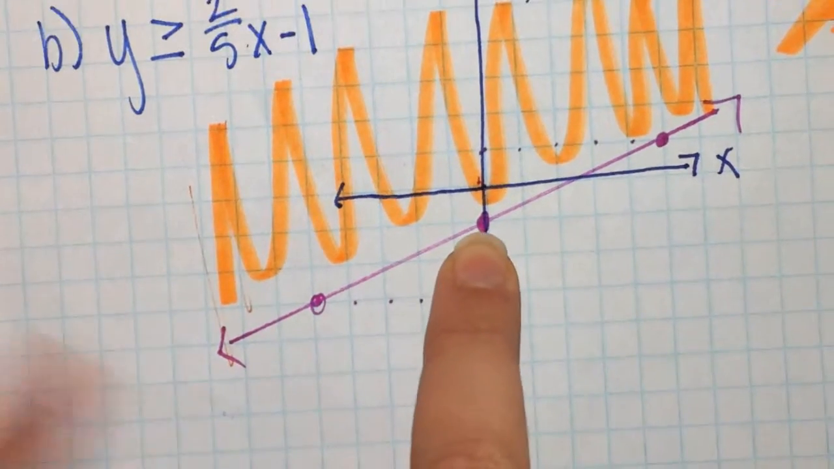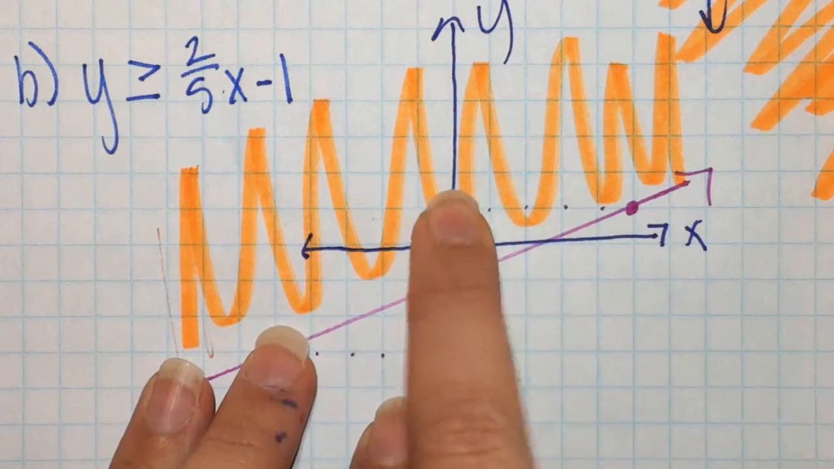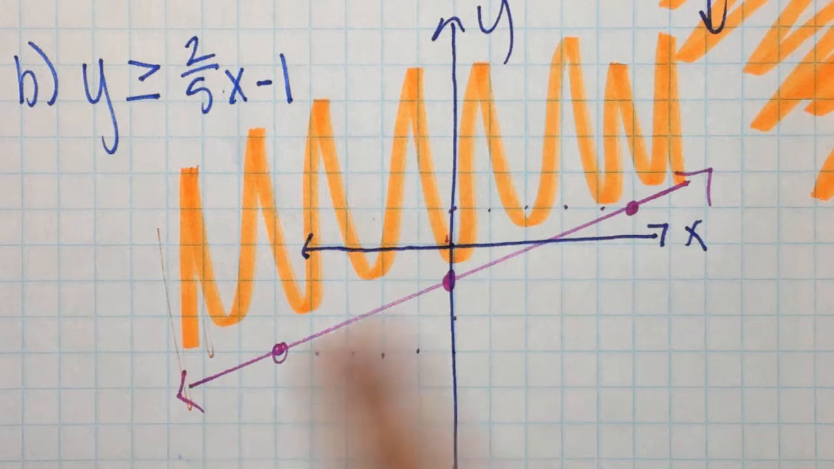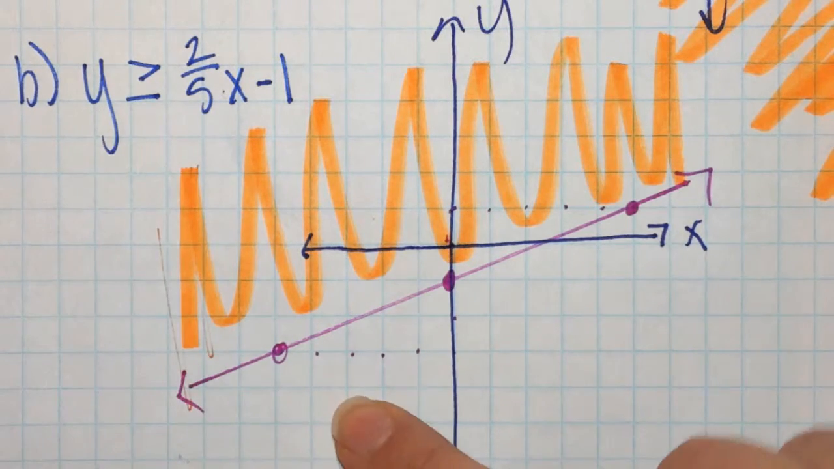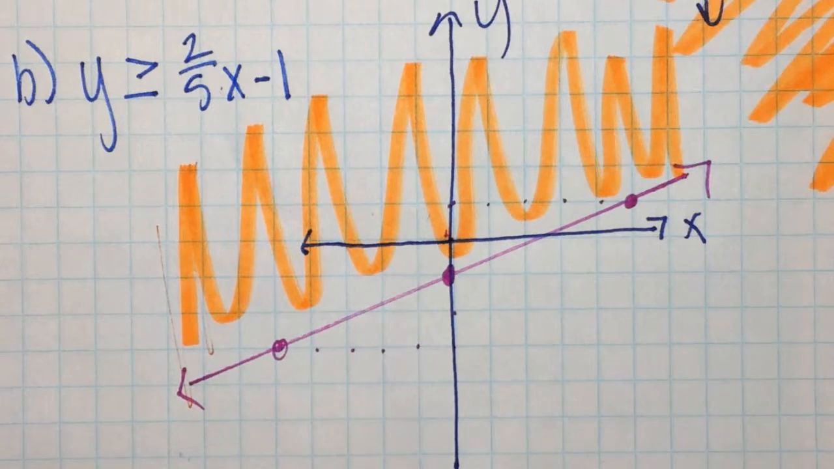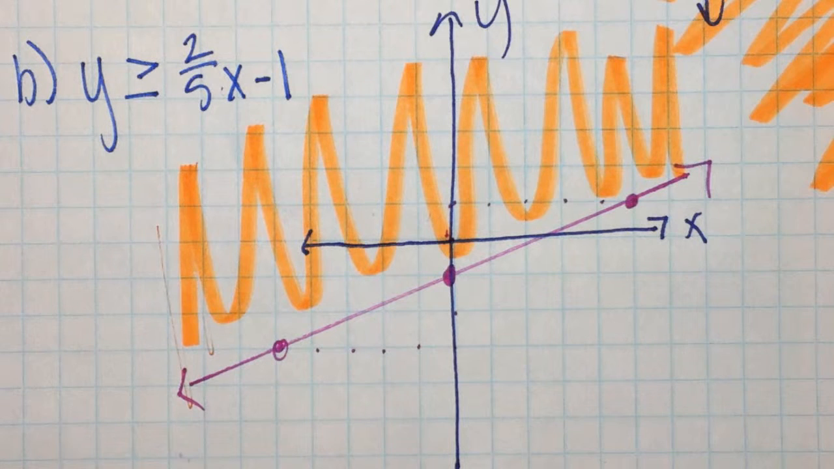I went down 1. And then I went up 2, right 5. I have a solid line because there's a line under it, and it's greater than, so I shaded above. If your graphs match mine, you may take a point.